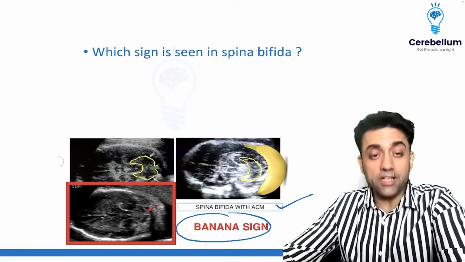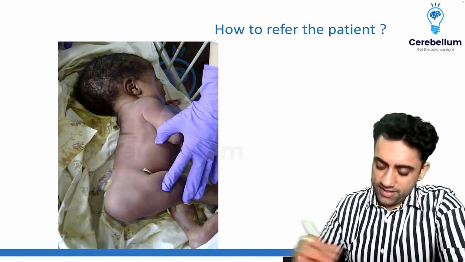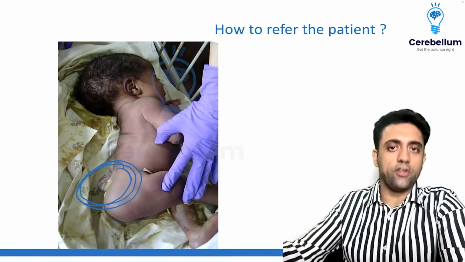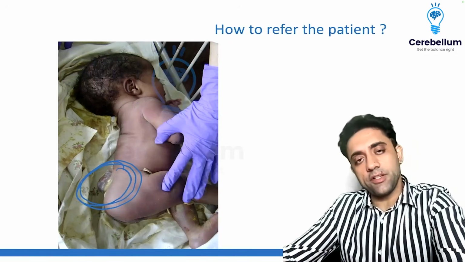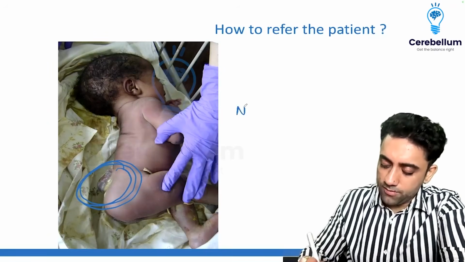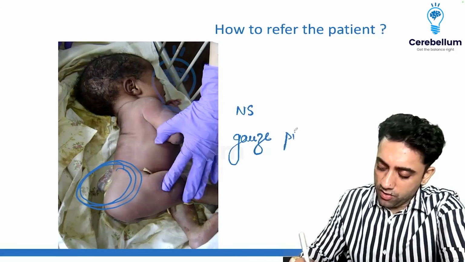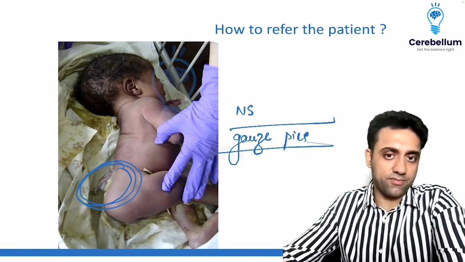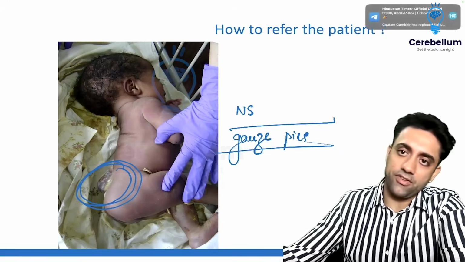Number two, how do you refer this patient? This is a good question. If a patient with a ruptured meningomyelocele is there and I have to refer this patient, how will I refer it? You can't just keep the defect open. You take normal saline and a gauze piece, and you soak the gauze piece with normal saline, and that's how you refer the patient.